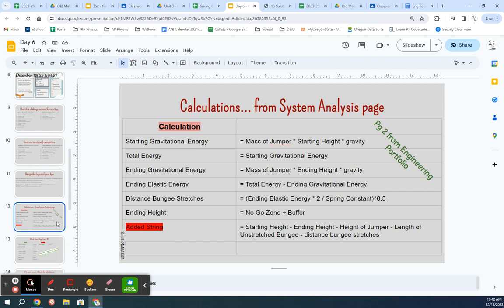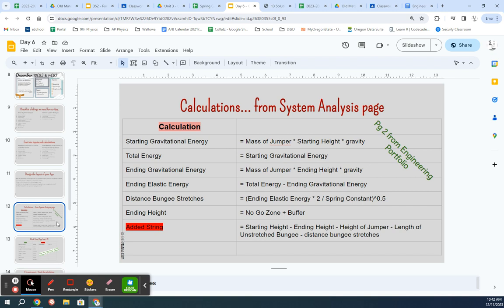Again, these calculations should come from our system analysis page. We talked about the starting gravitational energy being the mass of the jumper times the starting height times gravity, or 9.8. We talked about the total energy having to equal that starting gravitational energy, because that's all the energy that you start with, and that energy has to be conserved. That is the total starting energy. That's the total energy at the end. That never changes.